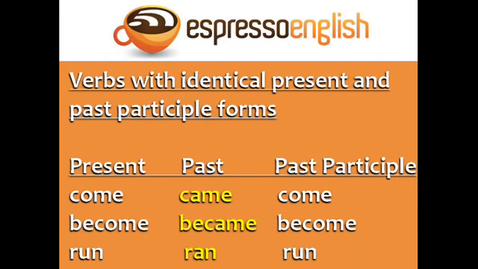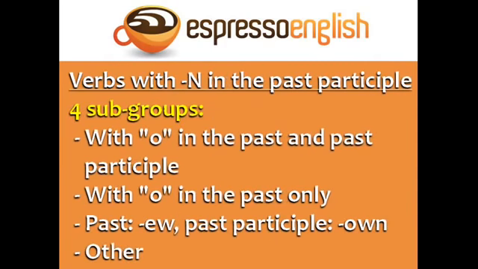Run, ran, run. A number of irregular verbs have n in the past participle. These can be divided into 4 subgroups: with o in the past and past participle, with o in the past only, verbs with the past form ending in ew and the past participle in own, and other.